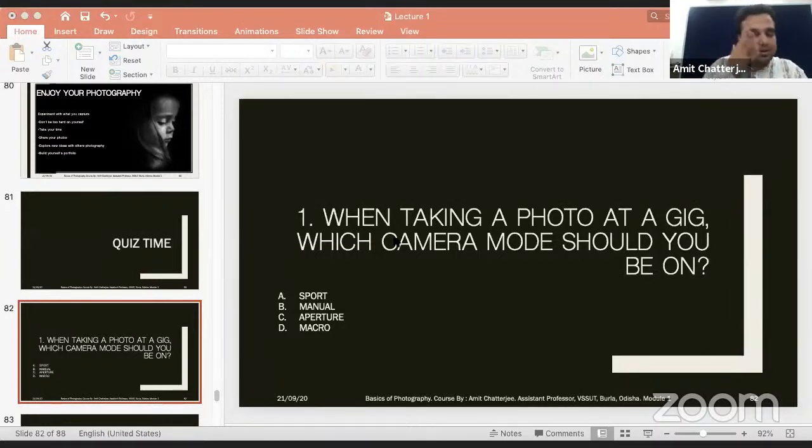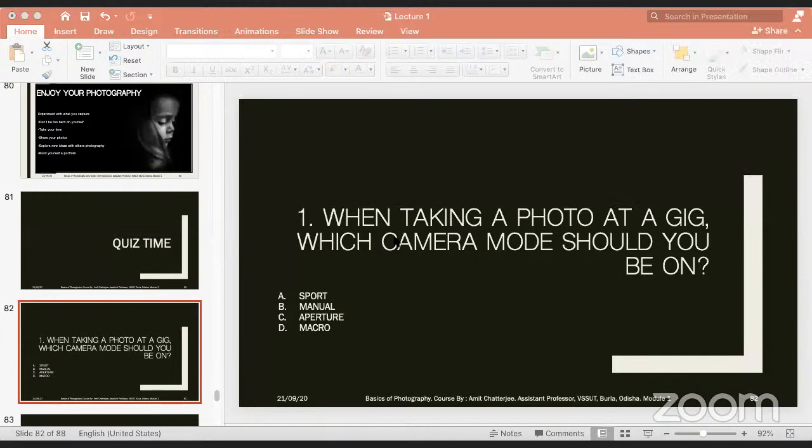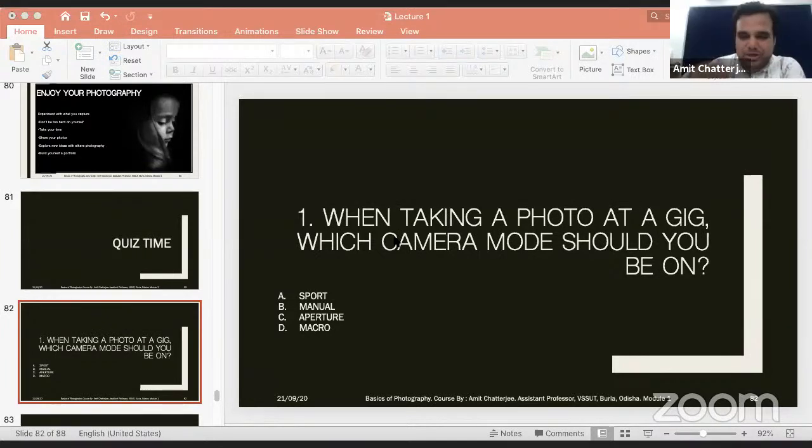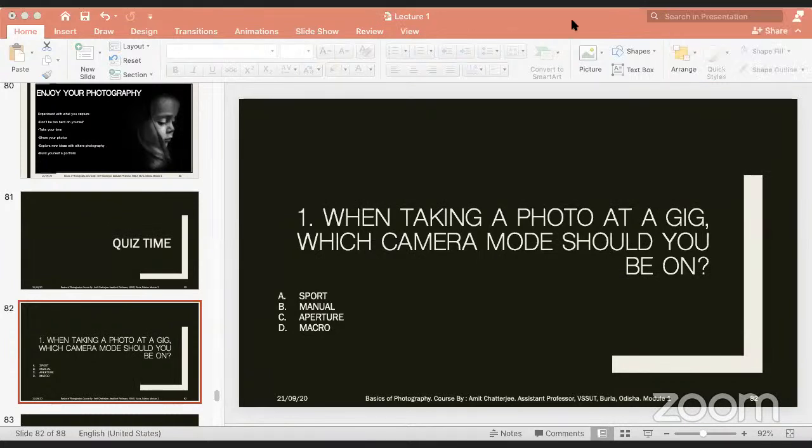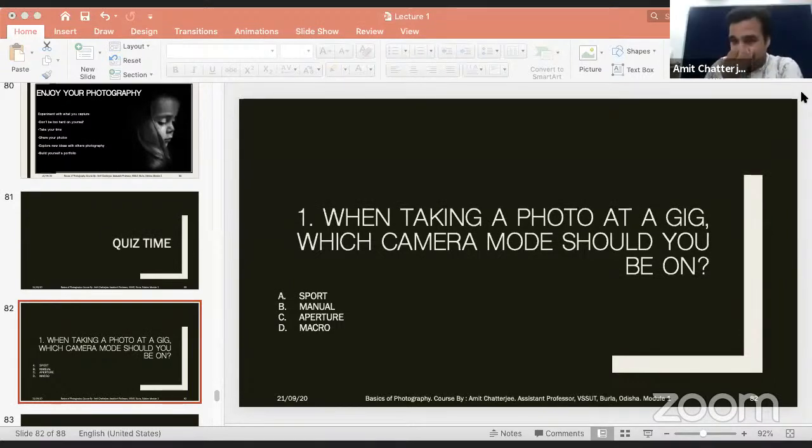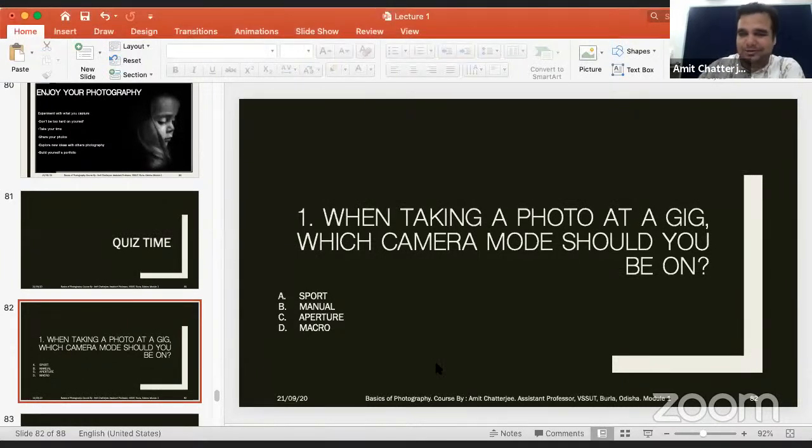Is Rohit online? Rohit, are you online? Yes, sir, I'm here. Rohit, can you just see, because I'm not able to go back to the particular Zoom. Sir, we have three answers. Everybody who's answering is saying sports photography.